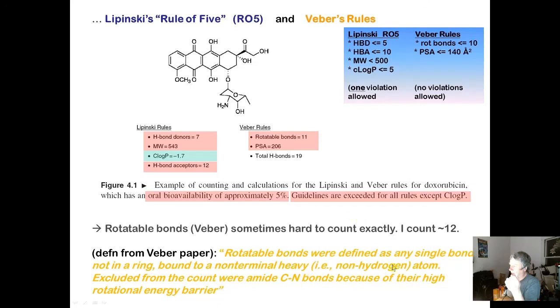So given what I actually counted, 13 bonds, right? And I think they were mistaken here in this source. Nevertheless, it's a big number and it's above 10. So yeah, this violates the Weber rules. Okay, so I'm able to actually count 13, not 12.